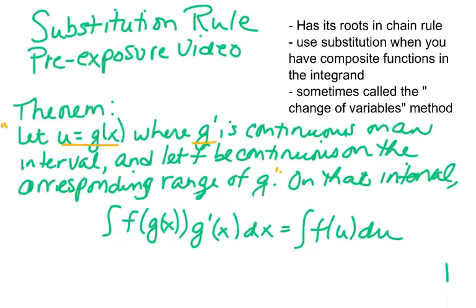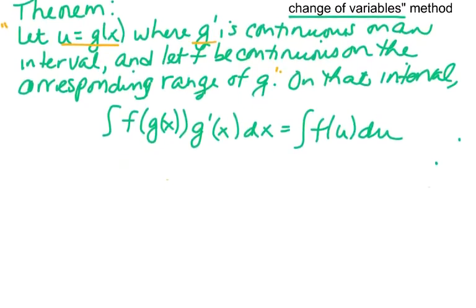This is sometimes called the change of variables method. And I know when I first learned this technique that was what I had been told it was called. So if you hear that verbiage, it's the same thing. I want to present the formal theorem for you and then try and explain what they're telling us here. So we're going to let u equal the function g of x in this integrand, and g prime needs to be continuous on an interval, and then the corresponding function f that you're putting g prime into needs to be continuous on the corresponding range of g.